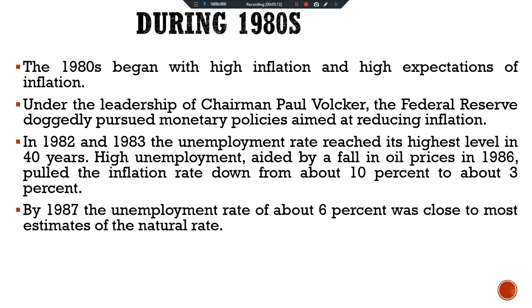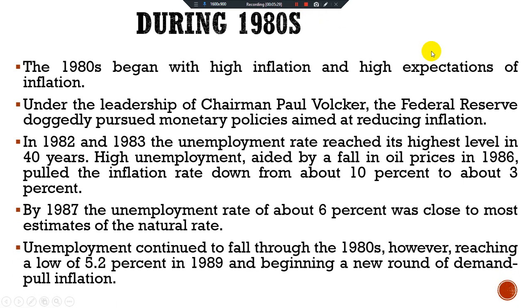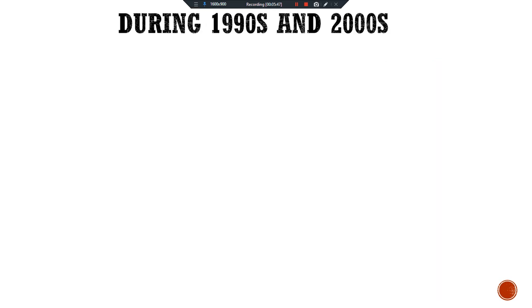By 1987, the unemployment rate of about 6% was close to most estimates of the natural rate. Unemployment continued to fall through the 1980s, however, reaching a low of 5.2% in 1989 and beginning a new round of demand-pull inflation in the United States. Okay, during the 1990s and 2000s.